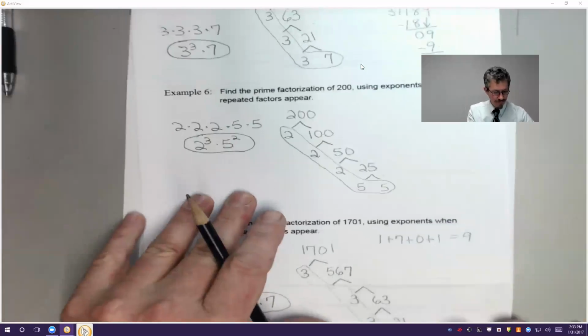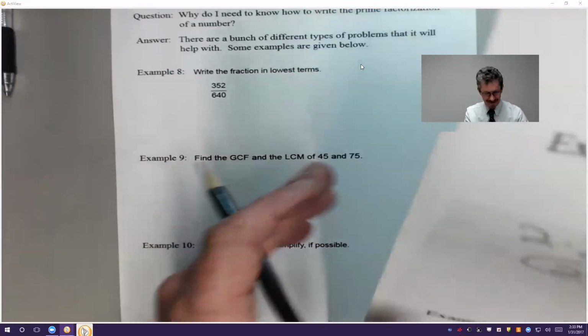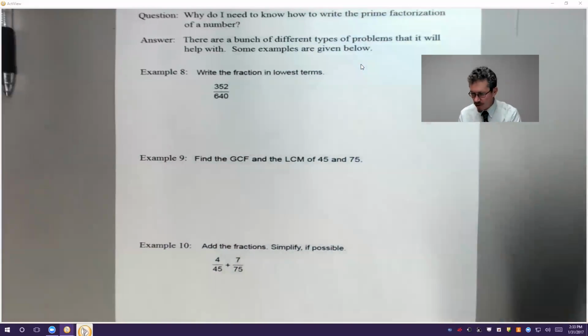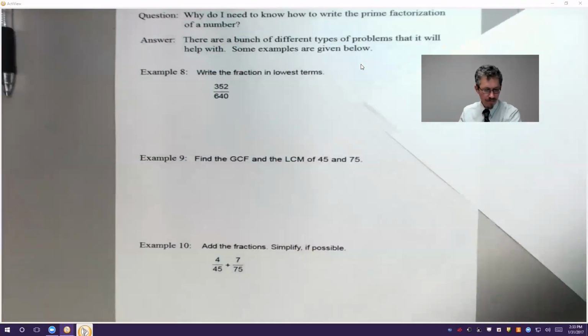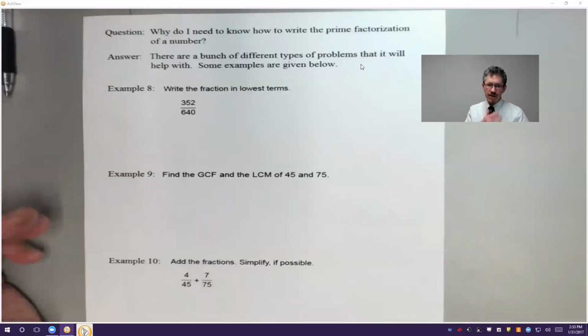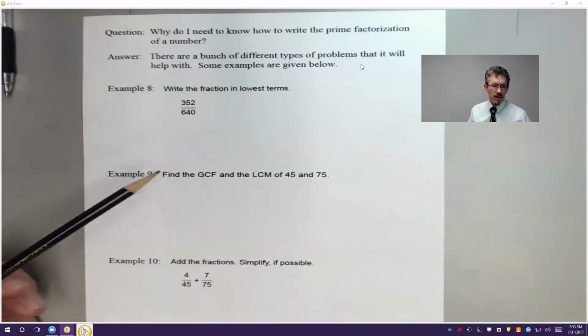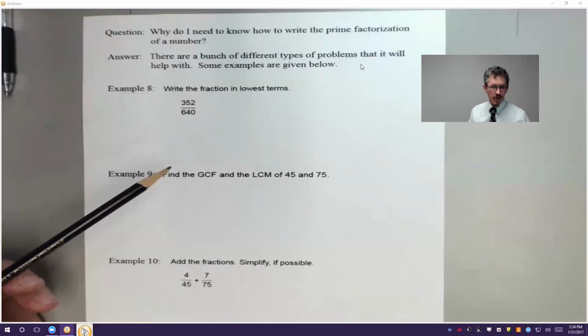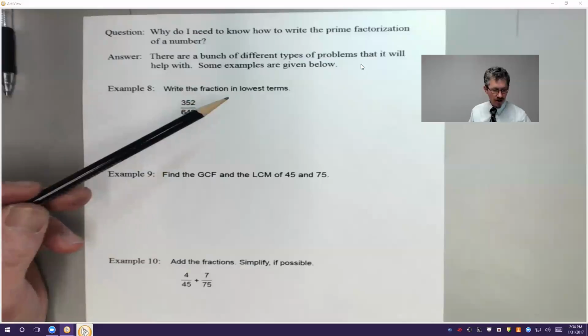All right. So you may be wondering, why do we need to know this? That's a normal question for students to ask. Why do I need to know how to write the prime factorization of a number? Well, the answer is this. There are a bunch of different types of problems that it'll help with. Here's some examples. Simplifying a fraction or writing a fraction in lowest terms.